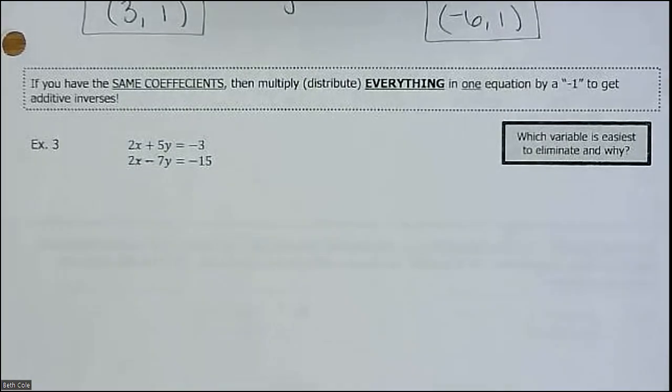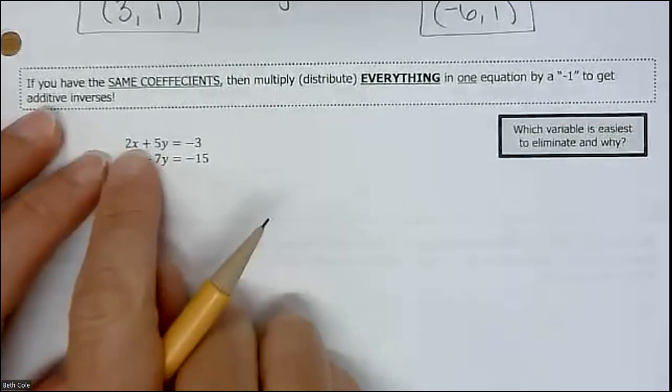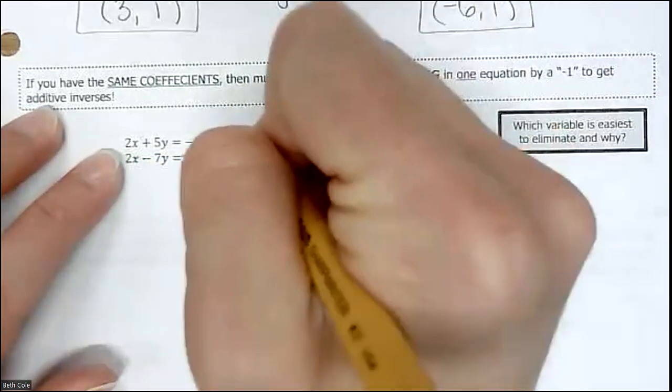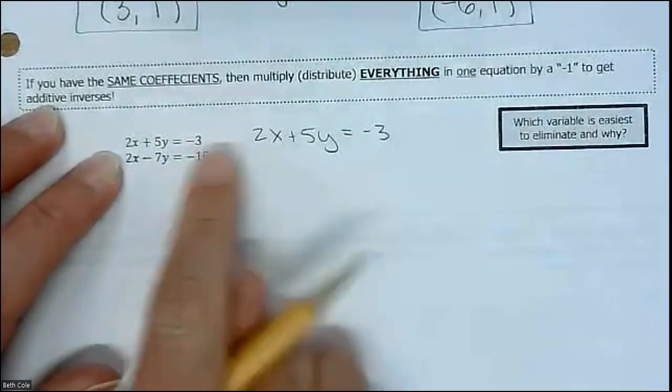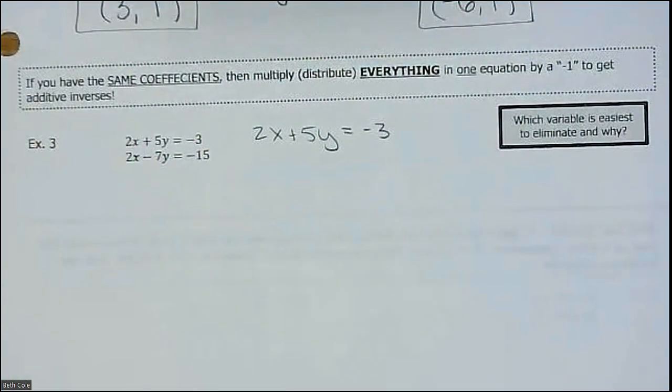With x, x would be easier because you see how they're both 2? I just need one of them to be a 2, and I need the other one to be negative 2. Okay, so here's what we're going to do. Look, we're going to leave the first one alone. Literally, just recopy it. Just recopy that exactly like it looks. We're not going to change that one. It stayed the same. Hey, Miss Cole, it looks like you just rewrote the thing.